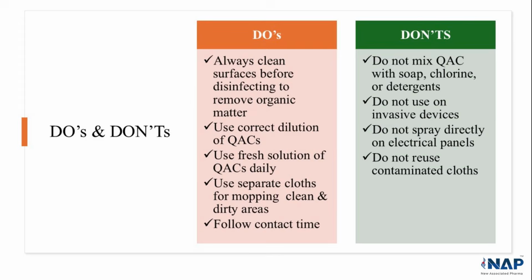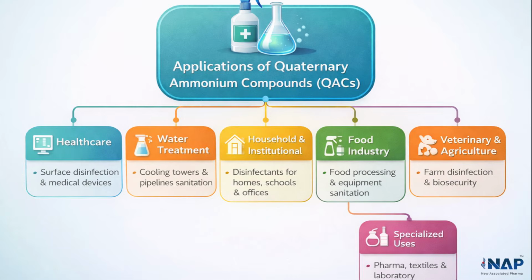Quaternary ammonium compounds are versatile disinfectants used across industries. In healthcare, they disinfect surfaces and medical device exteriors. In water systems, they control microbial growth in cooling towers and pipelines. They are common in household, institutional, food industry, veterinary, and agricultural sanitation. QACs also have specialized uses in pharmaceuticals, textiles, and laboratories, making them vital for hygiene and infection control.